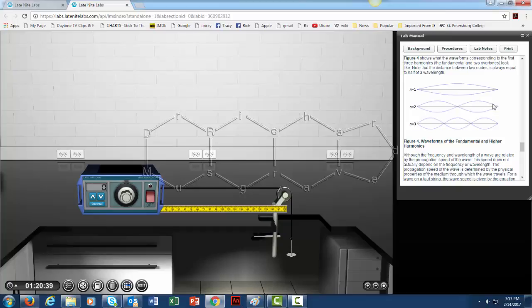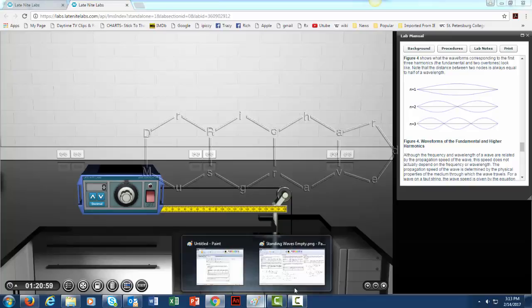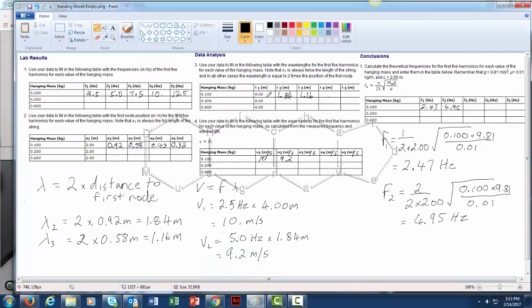And that works for all of these. You can see it works here as well. That's half, and this is the entire wave here. Obviously for this one we're only seeing half the wave. But that's how we're going to get those wavelengths, just simply multiplying the distance to the first node by 2. So those values will all go in here, and I have calculated lambda 2 and lambda 3 here based upon the distances that were found during the lab, and you'll do the same thing up here.